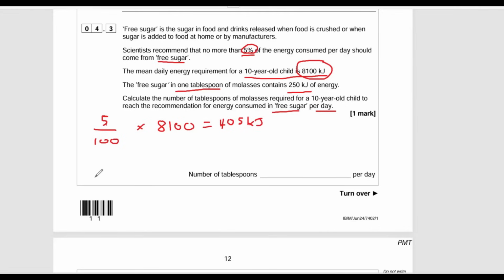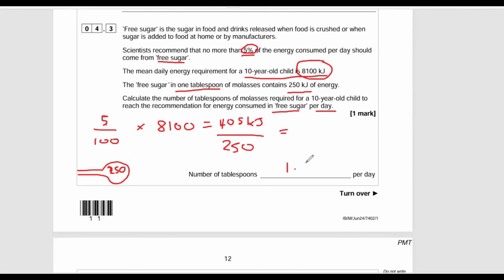Now, how many tablespoons would that be? Remember, each spoon contains 250. So we're not even going to get 2 tablespoons here. We're expecting an answer less than 2. So we're going to divide that by 250. And what are we going to get? We're going to get 1.62 or 1.63.